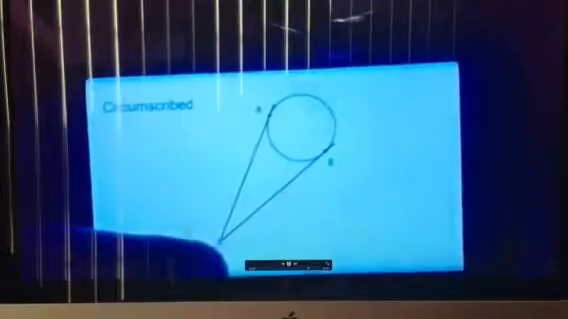The last one is the circumscribed angle. The circumscribed angle is also always equal to the measure of the arc it forms. So here's an example of that. There's a circumscribed angle, there's the arc it forms, and they're equal.